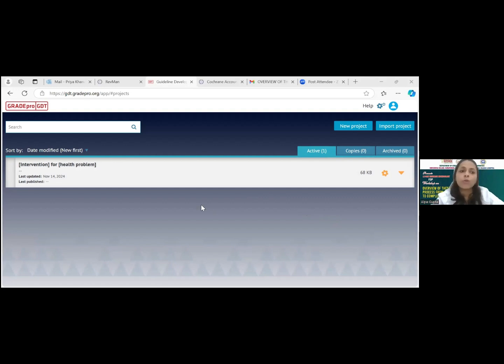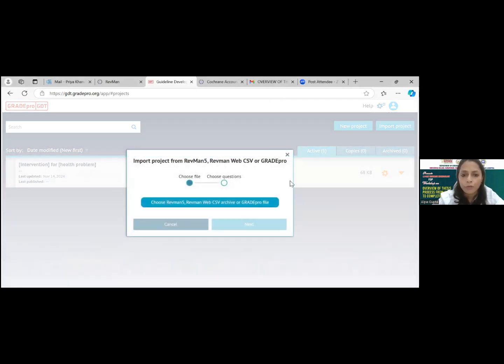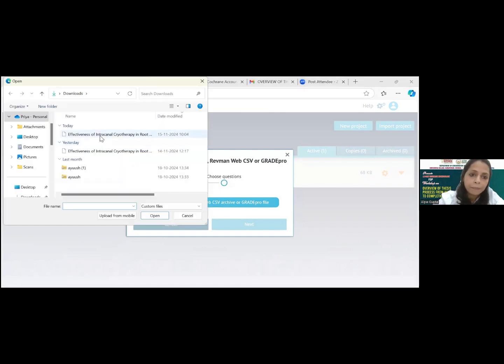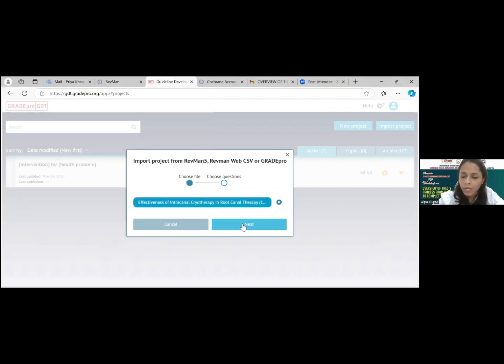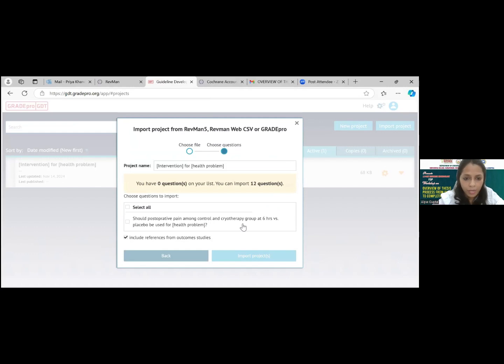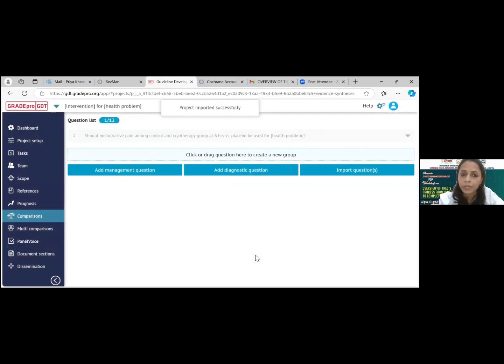When you log in through GRADEpro GDT, you will get this window. You have to import your project. You have to choose your RevMan file. So this is the RevMan file which I have already created, effectiveness of intracanal cryotherapy in controlling the pain. You have to select your PICO and import your project. This project has been imported successfully.